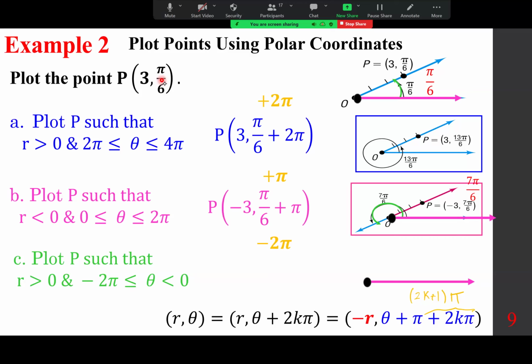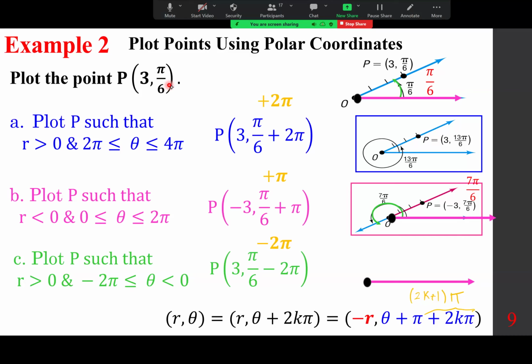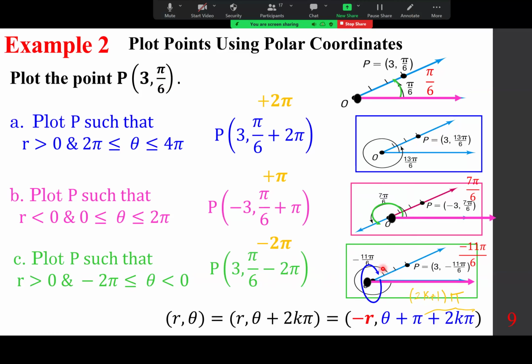So we are going to subtract 2 pi. Of course, we are dealing with the angle only. In this case, 1 pi over 6 minus 12 pi over 6 makes it negative 11 pi over 6. So we are going minus 11 pi over 6, right, in a negative direction, clockwise direction. That gives us this one. So negative 11 pi over 6. So P now has coordinates 3, negative 11 pi over 6.